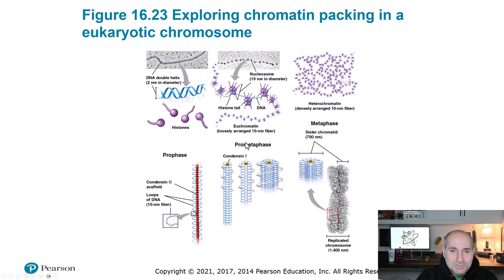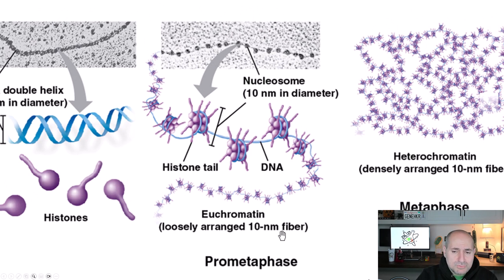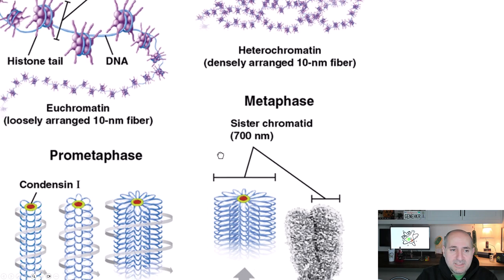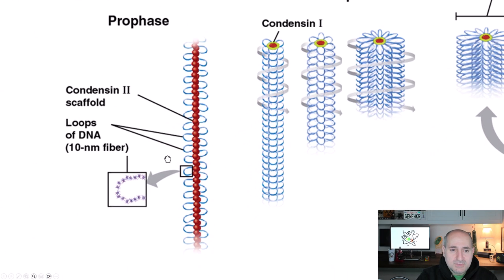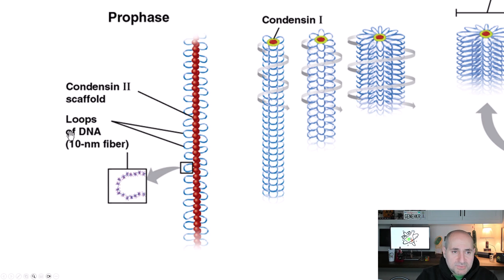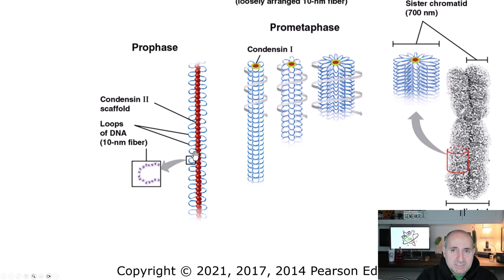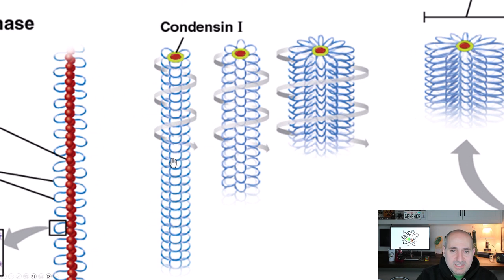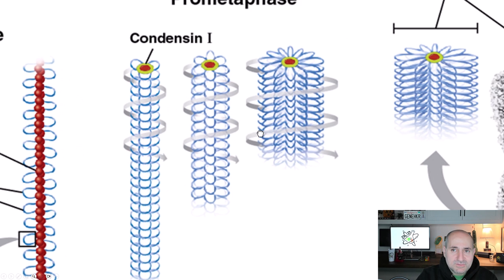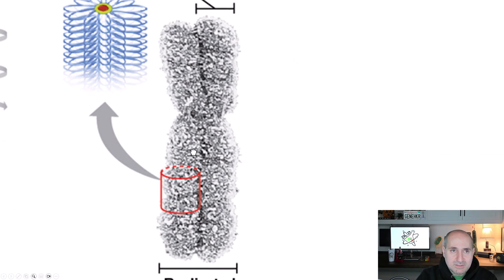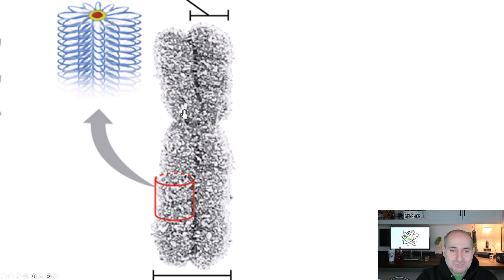So how does this process work? Let me show you this real quick. Here's your euchromatin, which is very loose chromatin during interphase. Here you have some heterochromatin where it's more densely arranged. Here is prophase. During prophase, the chromatin forms loops along protein scaffolding. This forms very tight condensed DNA, and you can see how the DNA condenses into these loop structures called rosettes. And those loop structures condense and condense into fully condensed DNA, which we know as mitotic chromosomes, those X-shaped structures.